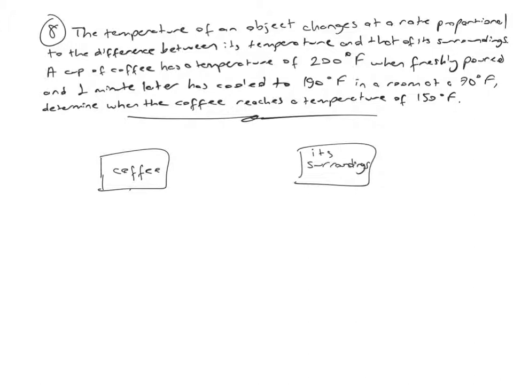And this is the temperature scale of the coffee and its surroundings. Initial temperature of the coffee is 200 degrees Fahrenheit, and the temperature of its surroundings is 70 degrees Fahrenheit. 1 minute later, the coffee has cooled to 190 degrees Fahrenheit. And we are asked to find when the coffee reaches a temperature of 150 degrees Fahrenheit.